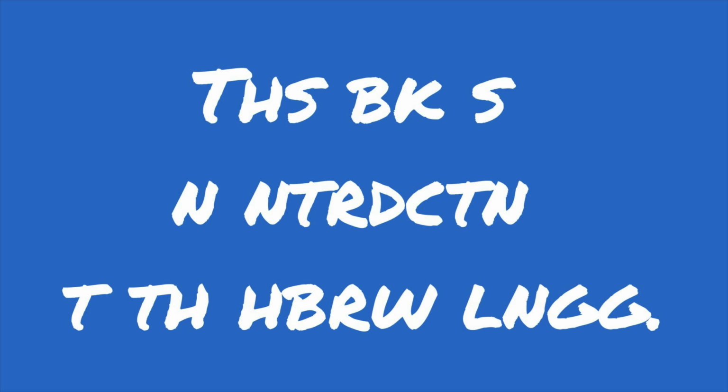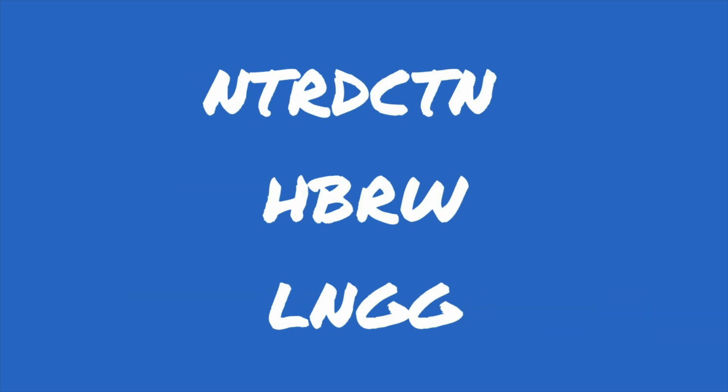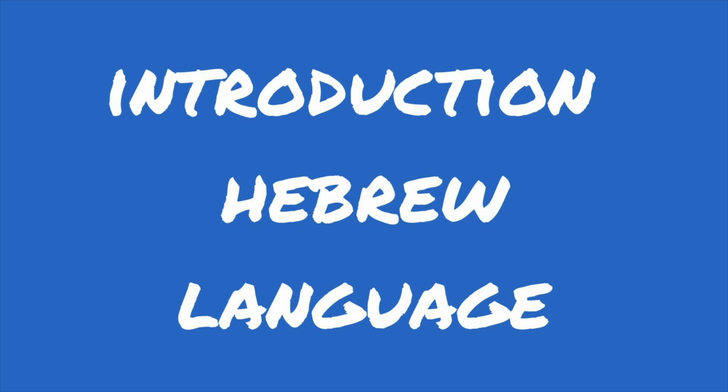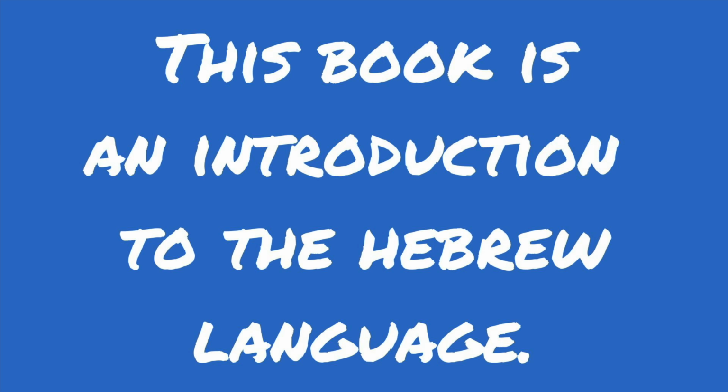So were you able to figure it out? As you may have discovered, your native level knowledge of English vocabulary has allowed for you to immediately decipher the following three vowelless words, as there's no other choice in the English language for these than the words introduction, Hebrew, and language. The answer that you should have come up with is, this book is an introduction to the Hebrew language. Such is the case with Hebrew.